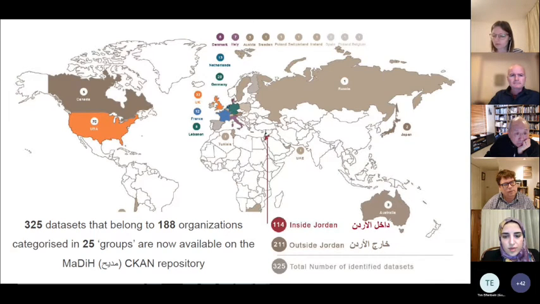1/3 of them is inside Jordan, while the other 2/3 are located outside the country. You can see that, for example, 70 databases are located in the US, like 32 are in the UK, and they are mainly in the US and Europe, and some of them are distributed in other countries.